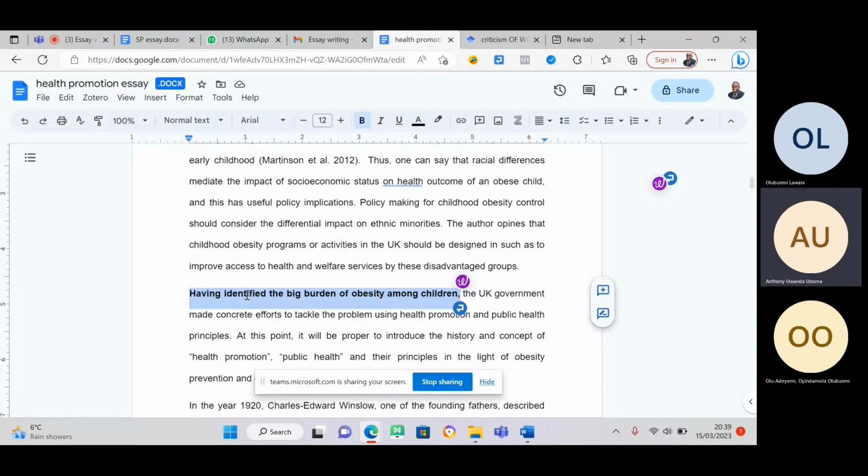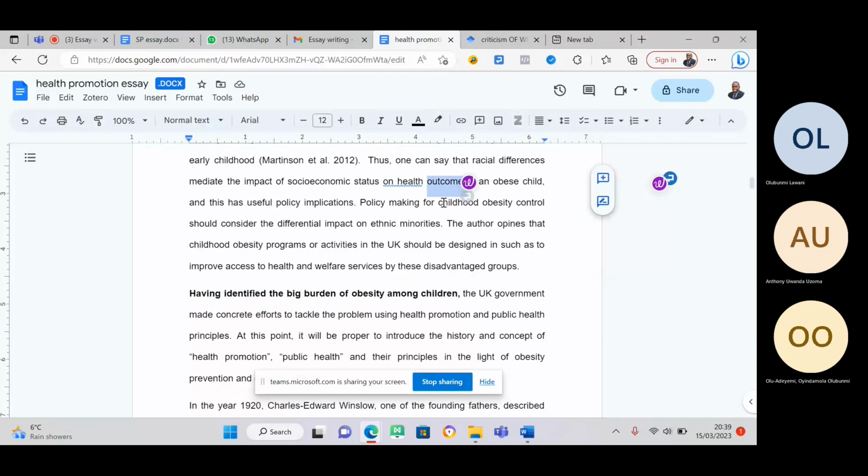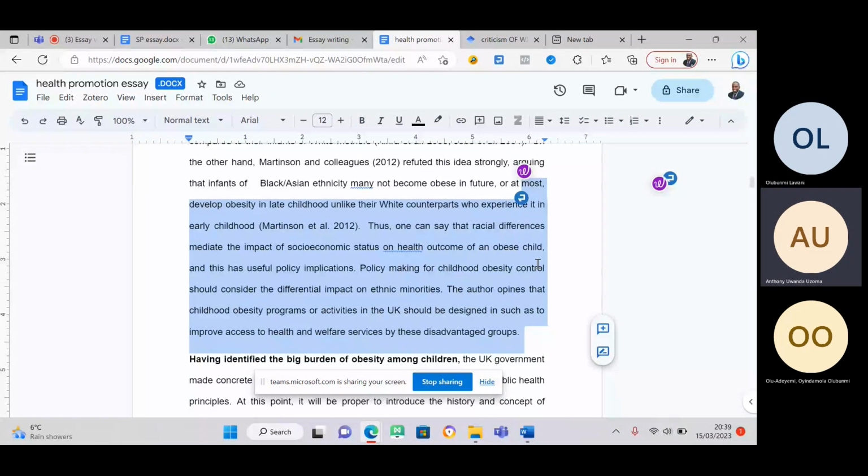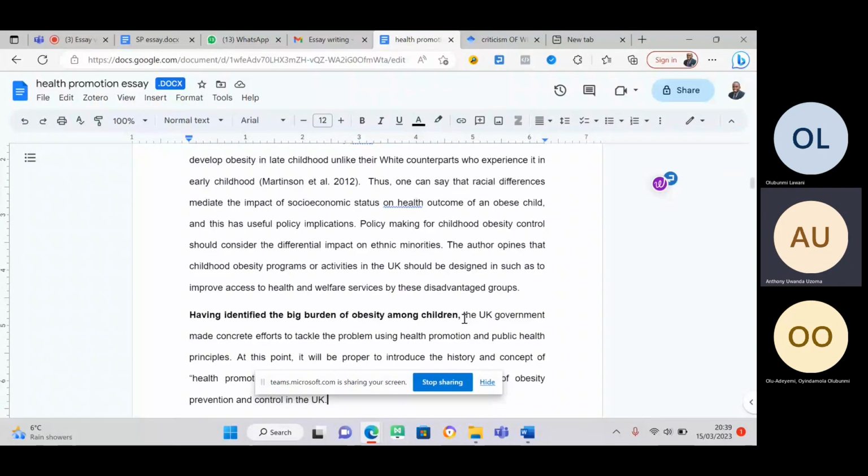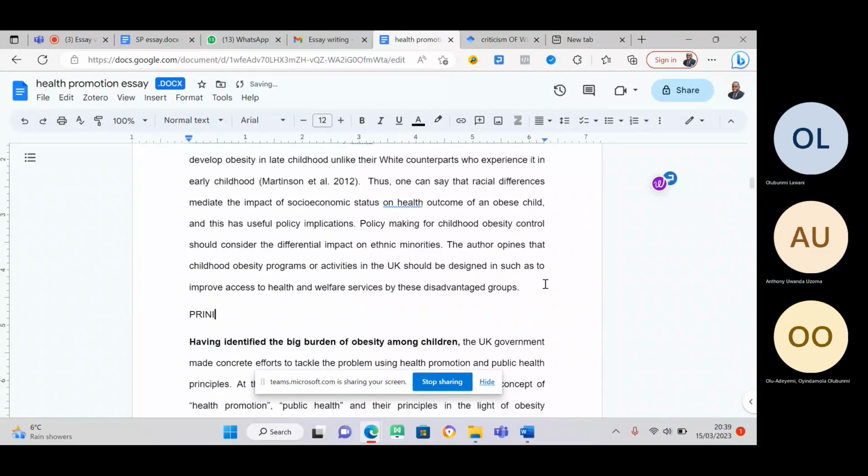Are you seeing that? Yes. So I was trying to find a way of linking the previous paragraph to this one, and then introduce the next part. So I said, having identified the big burden of obesity, the UK government made concrete efforts to tackle the problem using health and public health principles. On a normal day, the title here should be Principles of Public Health. That's the title.